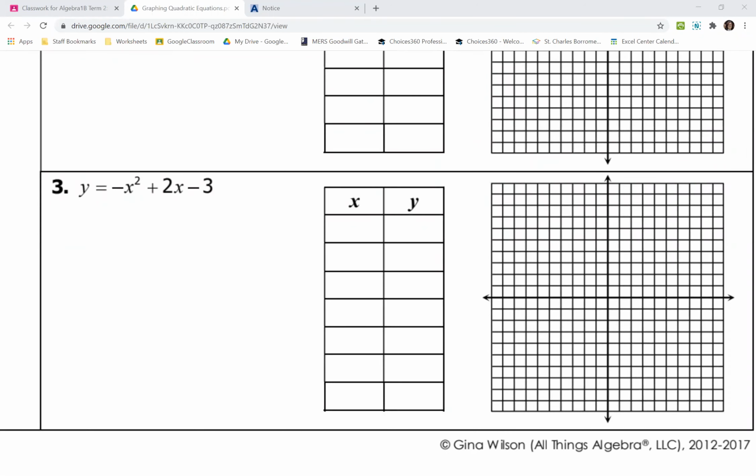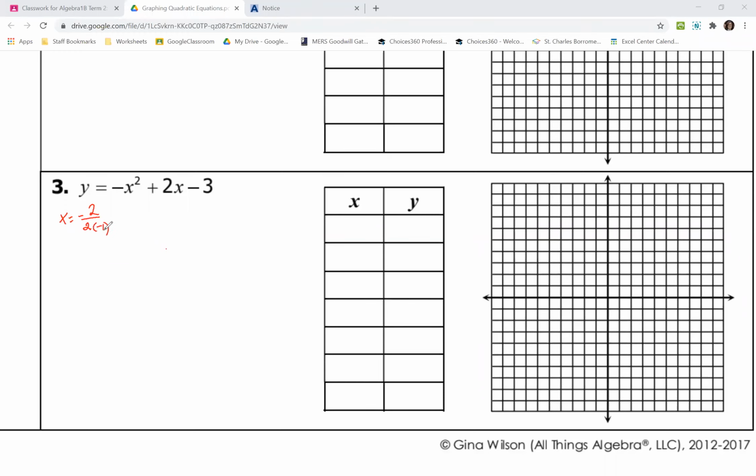So let's find our vertex. Our vertex is going to be at x equals negative b all over 2a. Let's see, our b is 2, so I'll fill the 2 in there. And then our a, I don't see a number in front of there, so it's going to be a negative 1.